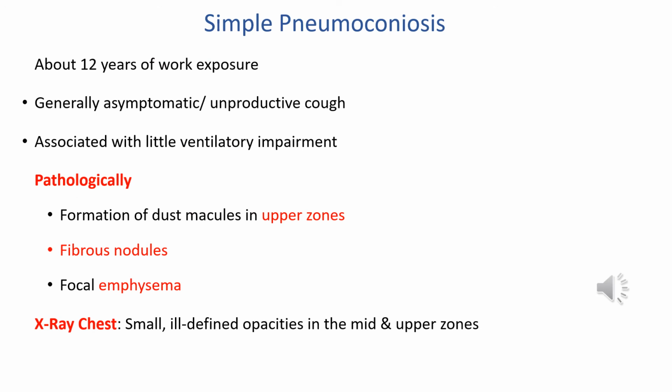So as we said, anthracosis has two stages. The first one is simple pneumoconiosis, and it usually appears after about 12 years of work exposure in a coal mine. It is generally asymptomatic or starts with an unproductive or dry cough, and it is associated with little ventilatory impairment initially. Pathologically, there is formation of dust macules in the upper zones of the lungs. There may be fibrous nodules that may appear after some time, and there may be focal emphysema. On X-ray chest, there will be small, ill-defined opacities in the middle and upper zones.